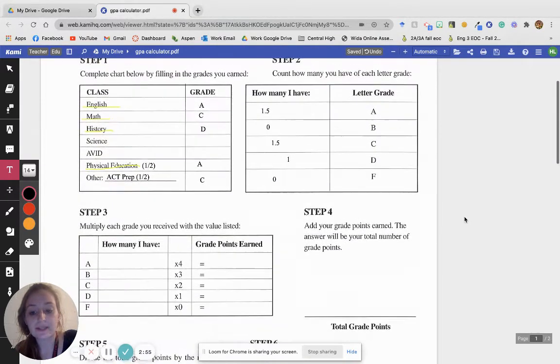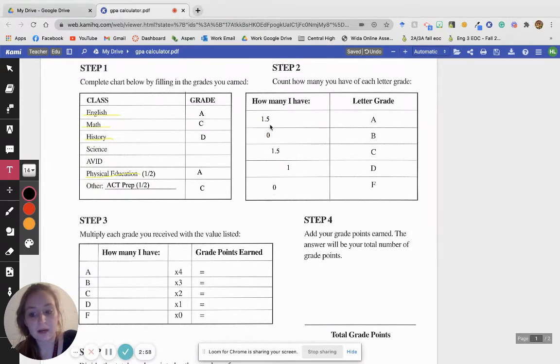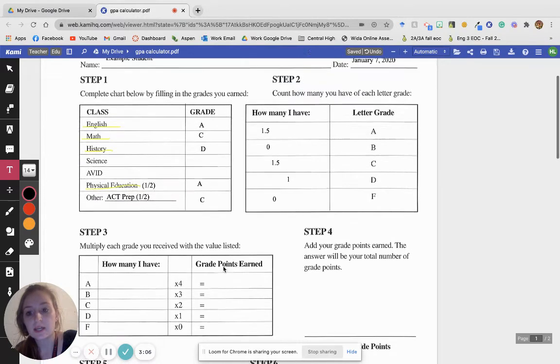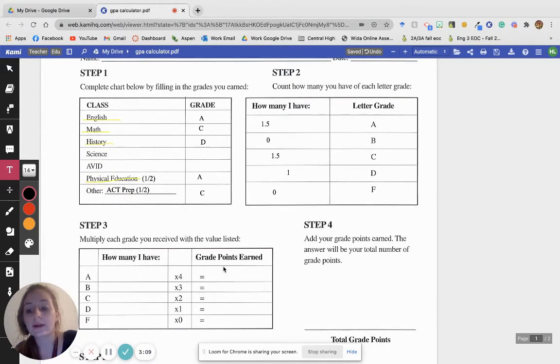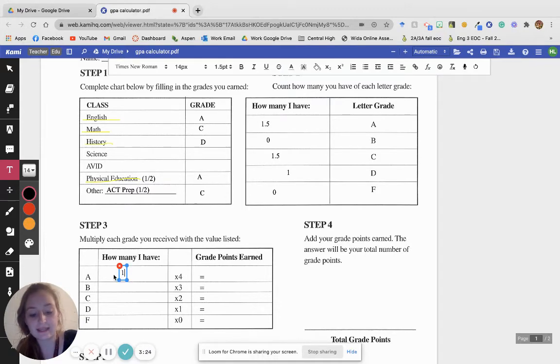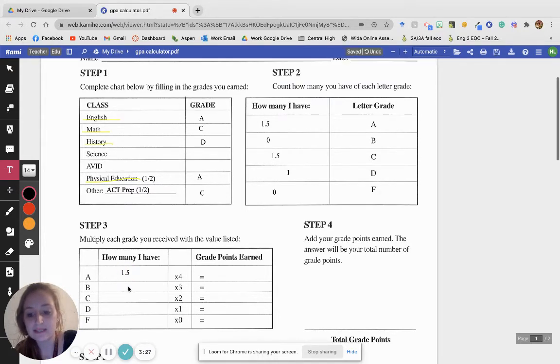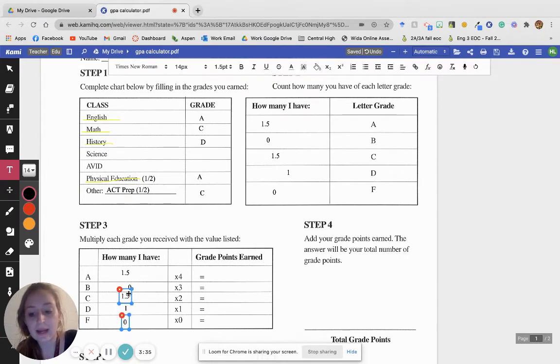So the next part you're going to do is use what's in this box to calculate how many of each letter you have to get your grade points earned. This will go into your GPA, or your grade point average, which is what you need to get into college or get some jobs. So let's look first at how many A's we have. We have 1.5 A's. We have 0 B's. 1.5 C's, 1 D, and 0 F's.